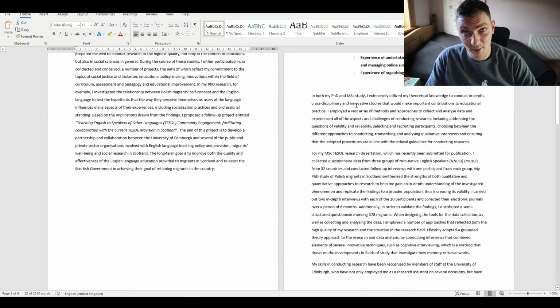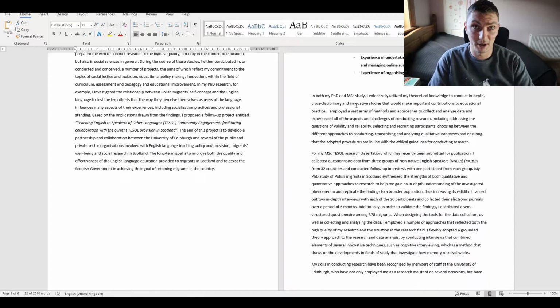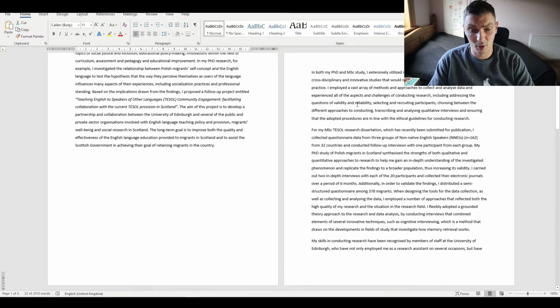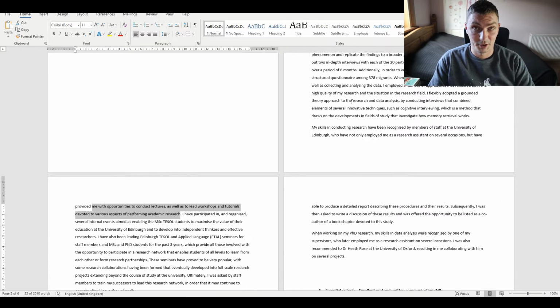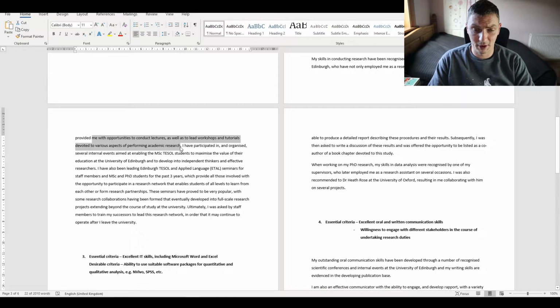It may still not make much sense to you, but if you look at all your responses, this is the result of me looking at all the selection criteria and deciding what fits where. So at some point I decided this will be a nice transition. This is where I want to talk about this. Several important things that I want you to look at in this part of the response, where I talk about me organizing several internal events. So they were aimed at enabling the MSc TESOL students to maximize the value of their education.